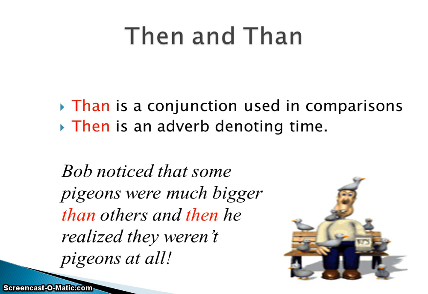Now, then and than, another confusing one. Than with an A is a conjunction used in comparisons, like greater than or less than. Then is an adverb denoting time. So Bob noticed that some pigeons were much bigger than the others, and then he realized they weren't pigeons at all. Oh no, they weren't pigeons, they were much worse birds. But you see the difference there. Than is a comparison, greater than or less than. Then is like the next part of a sentence. We went to the movies, then we bought popcorn.